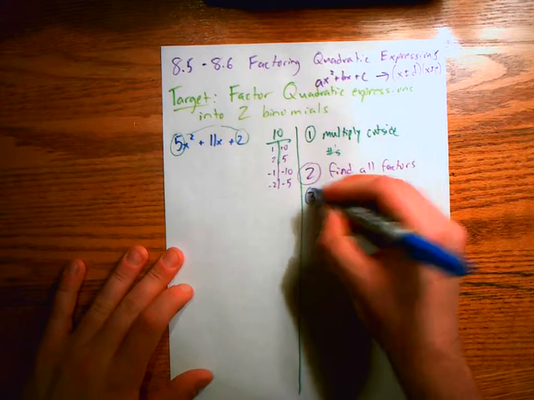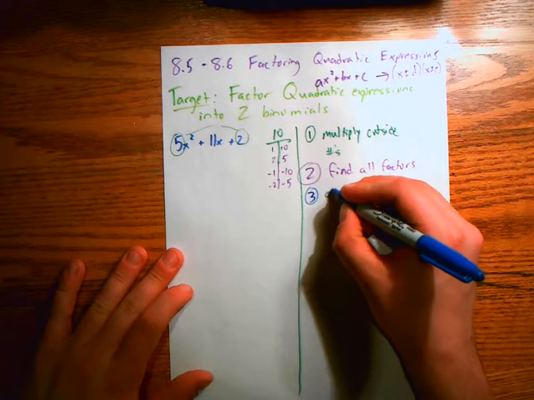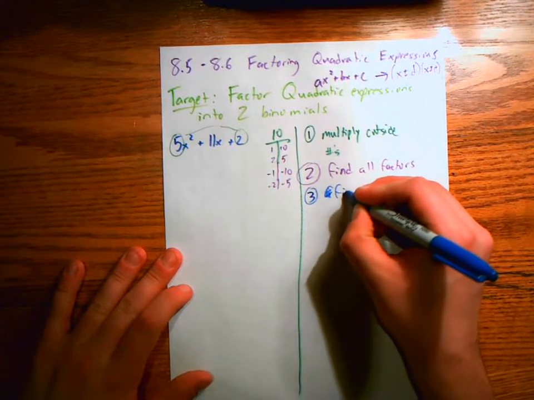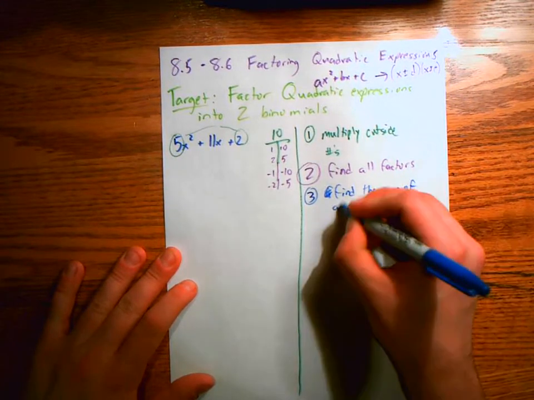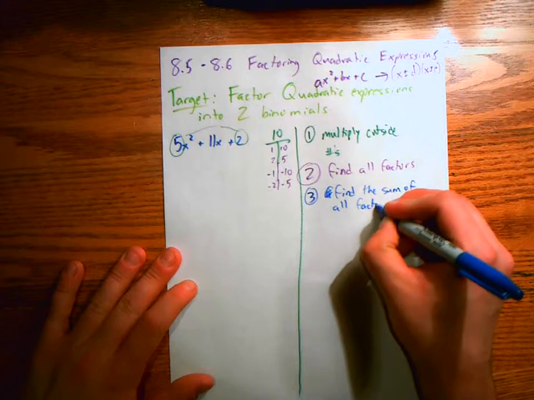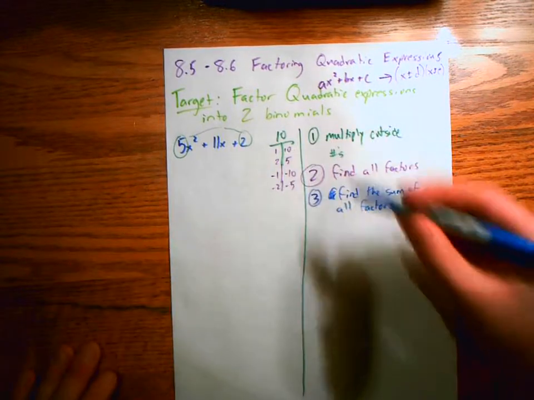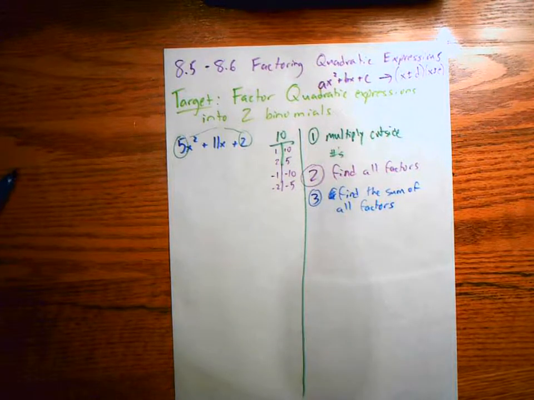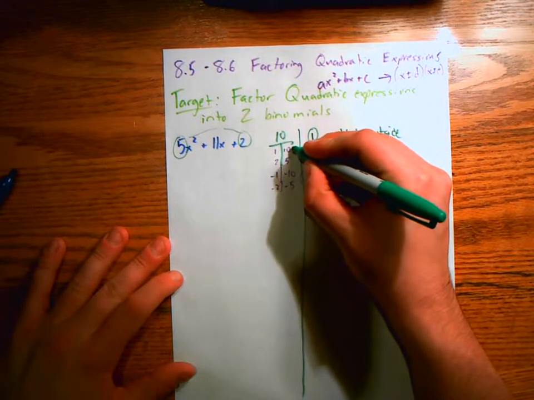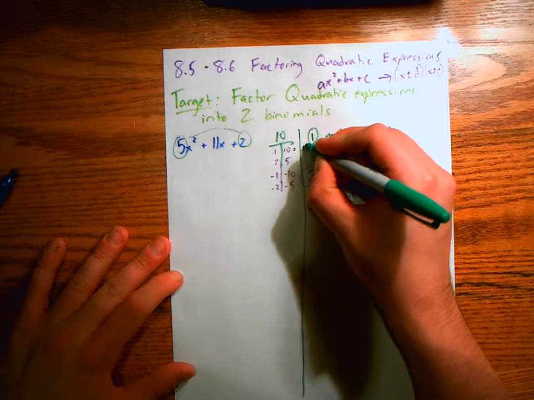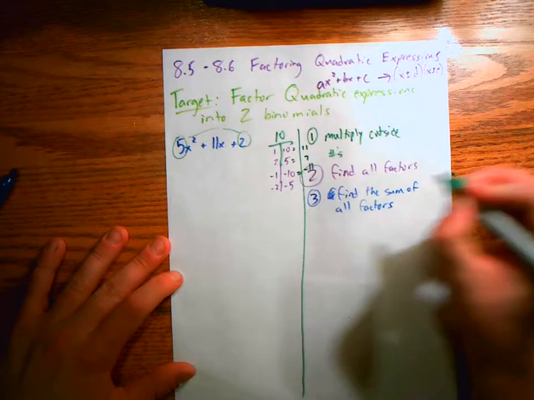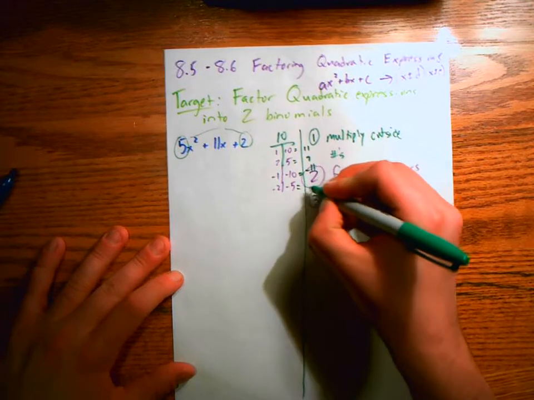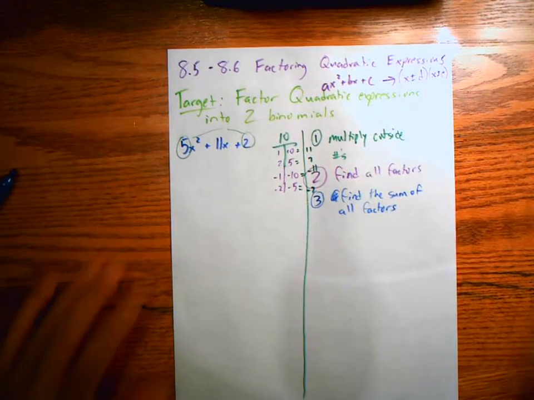Then the third thing you need to do is to find the sum of all of your factors. So all four pairs that we found here, 1, 10, 2, 5, -1, -10, etc., we just need to add those numbers up and find the sum of them. So 1 plus 10 is equal to 11, 2 plus 5 is equal to 7, -1 and -10 is -11, and -2, -5 is -7.